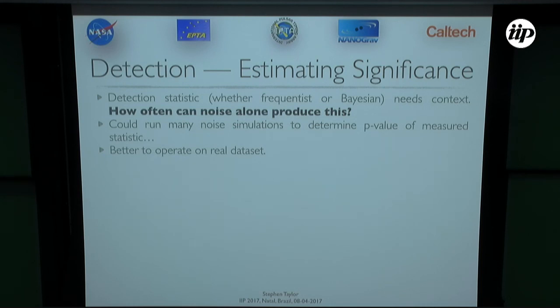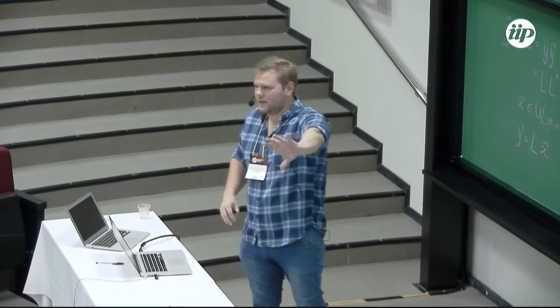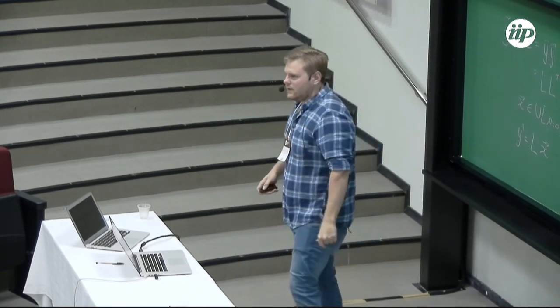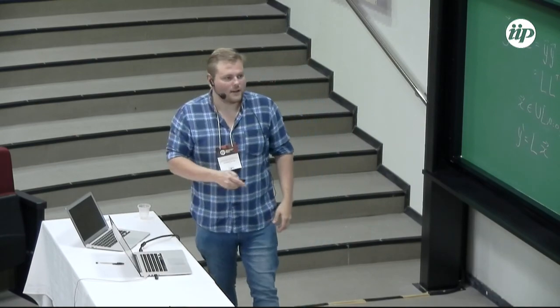You could run many noise simulations to determine the sort of p-value, but we have a data set which might have undiagnosed noise processes in there, and if we do a noise analysis and then we make fake simulations of noise, we might be leaving out stuff that we haven't diagnosed in the original data set. So we want to keep all of the idiosyncrasies in the real data set and operate on the real data set.